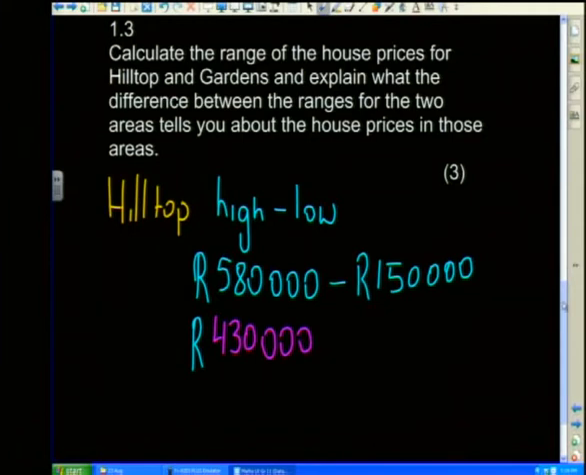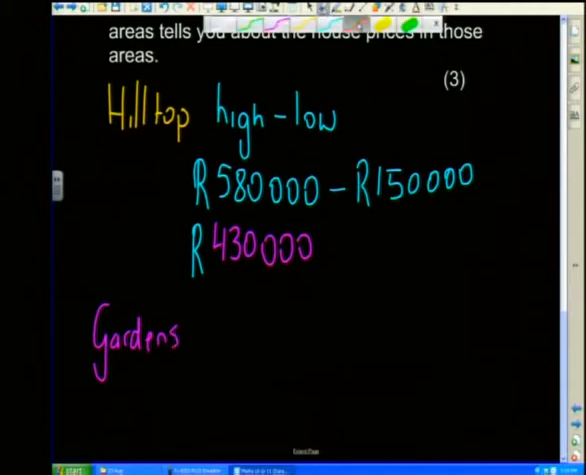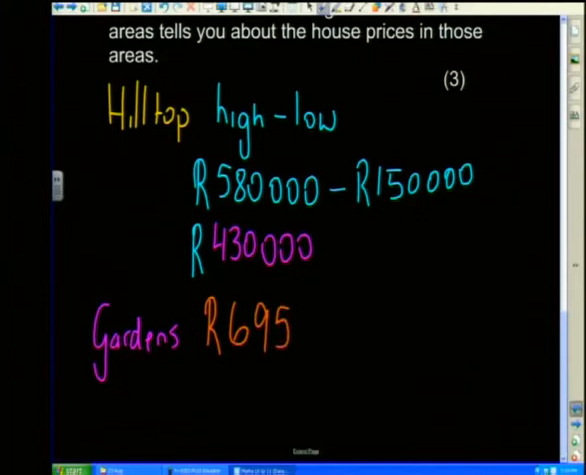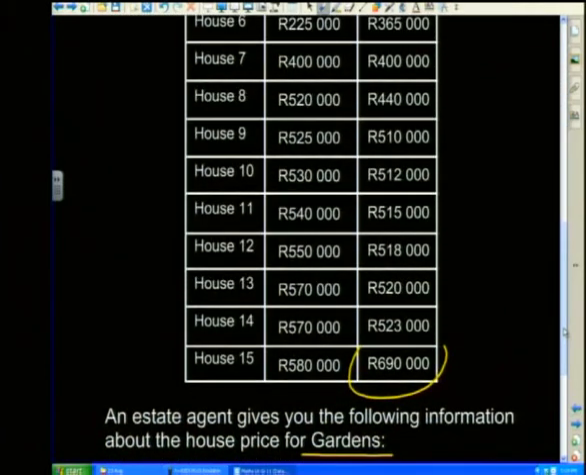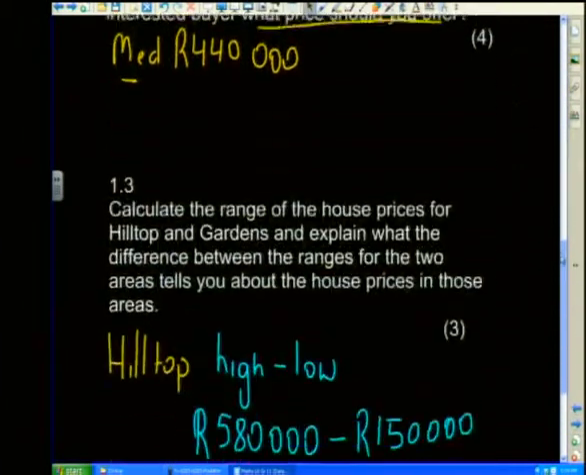And for Gardens, let's change our color so we don't get confused. What was Gardens? The highest was 300 and 690. Was it 690? Let's go back and check. You see, now this is why. 300 and 690. I said 3,000 and 690. I could have completely got everything wrong there.